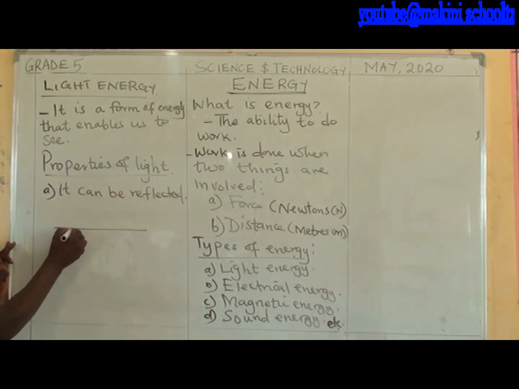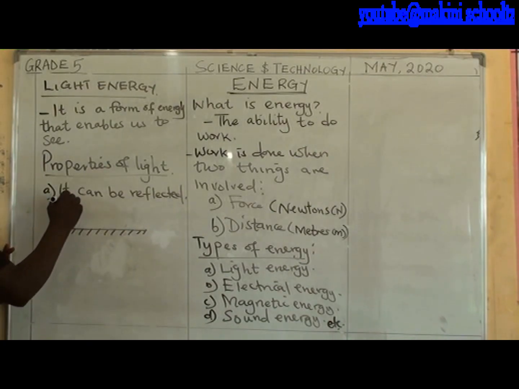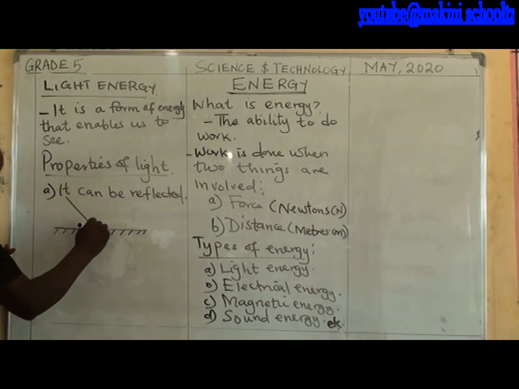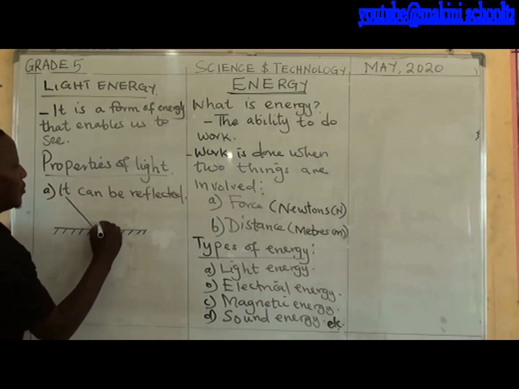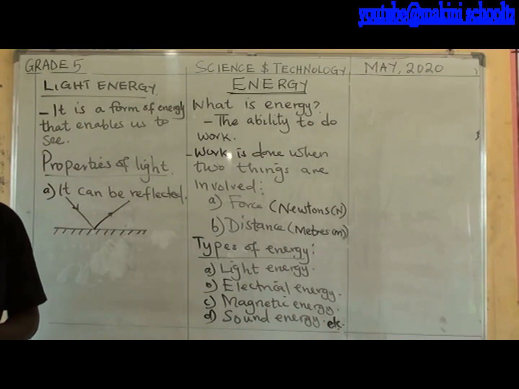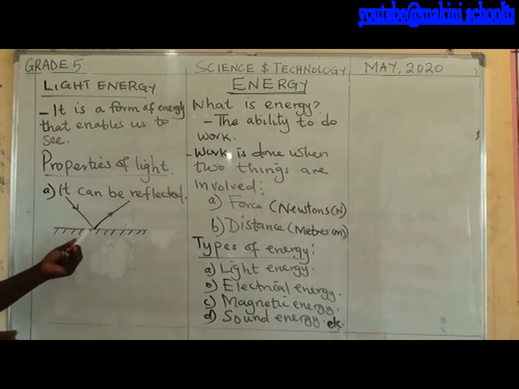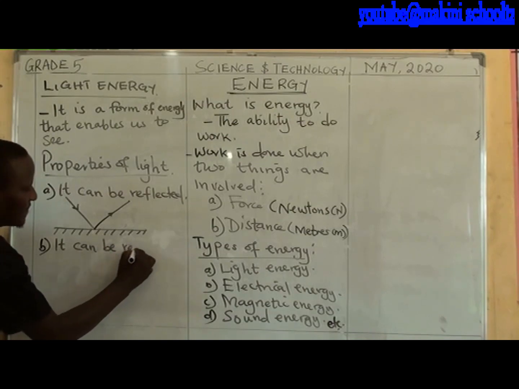Let's, for example, have a diagram of a mirror, and then we have a light ray that is coming from the source. When it strikes the surface of a plane mirror, what is going to happen? The light ray is going to be reflected. It bounces back from the shiny surface. So that is what we call light can be reflected. Two, it can be refracted.